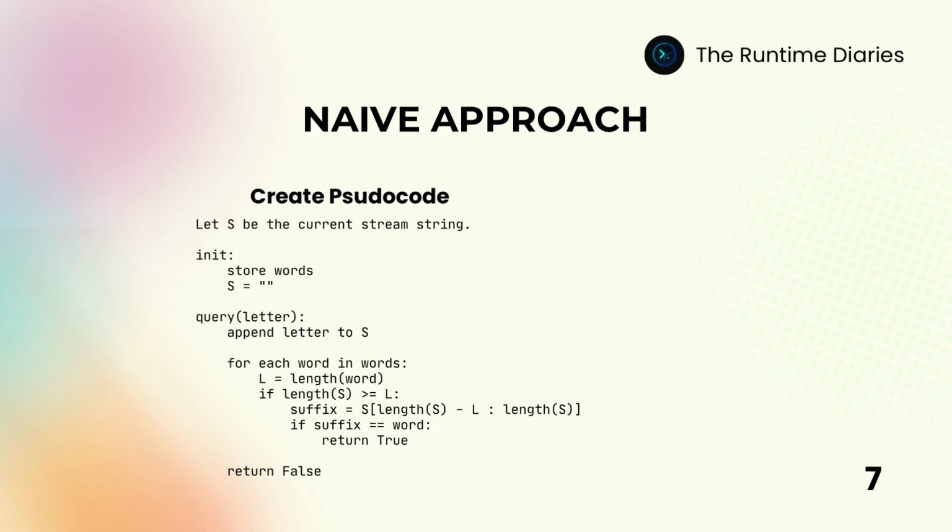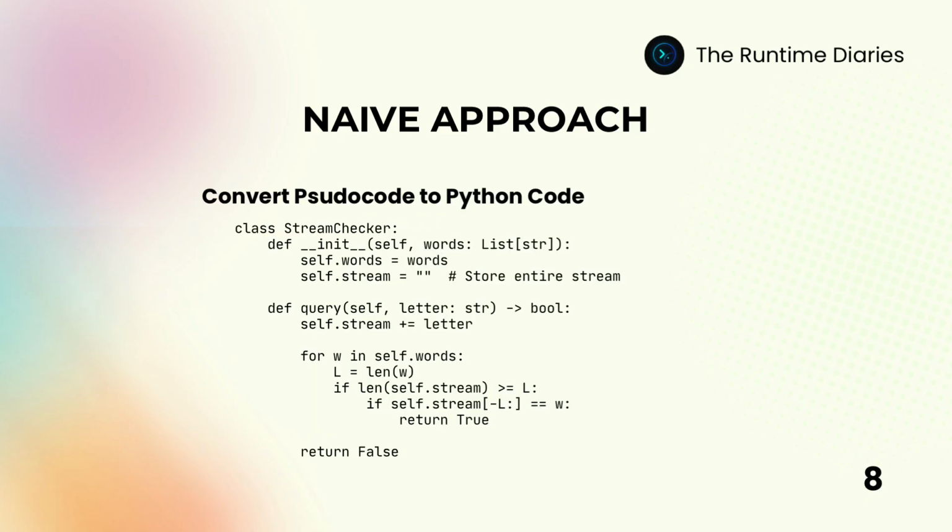This is exactly what the problem asks for. We're checking every word size suffix of the stream. It's brute force, but it's honest brute force. And here's what that naive solution looks like in actual Python code.